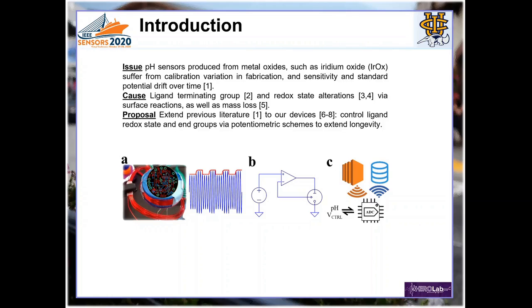So, the issues with our probes are that these iridium oxide probes have some variation in their calibration upon initial fabrication, and they have some drift in their potential and performance over time. Most of this is up to surface chemistry. But what we want to do is try and control that surface chemistry with some potentiostatic operations.